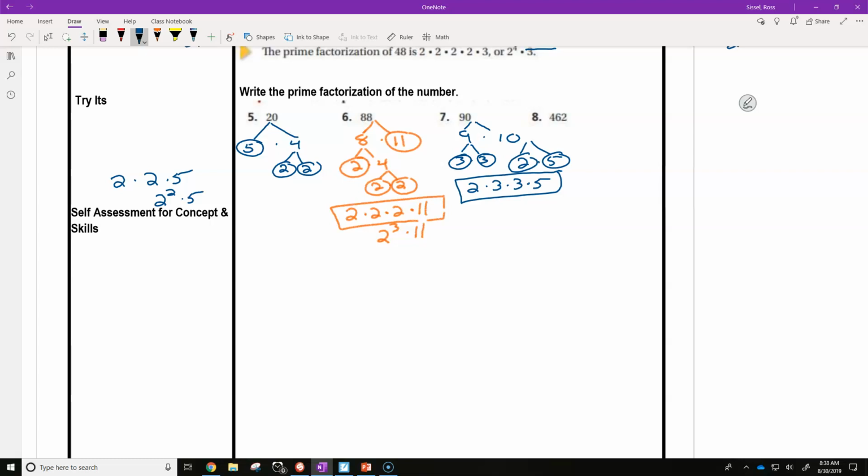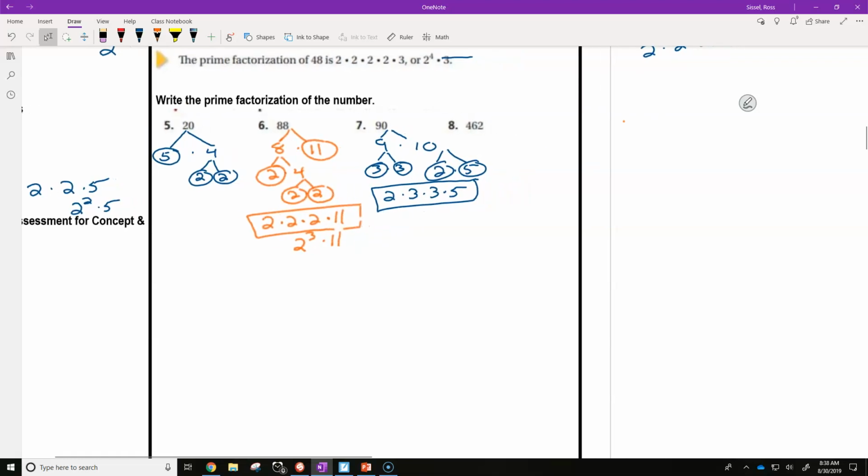Okay, the hard one. I'm going to scroll over some. 462. Now, this is where, if you use the small number, which, to be honest, is probably what I would have done, I would have started with the number 2. So if I do 2, I get 231. And that looks like a prime number, especially because I know 31 is a prime number.